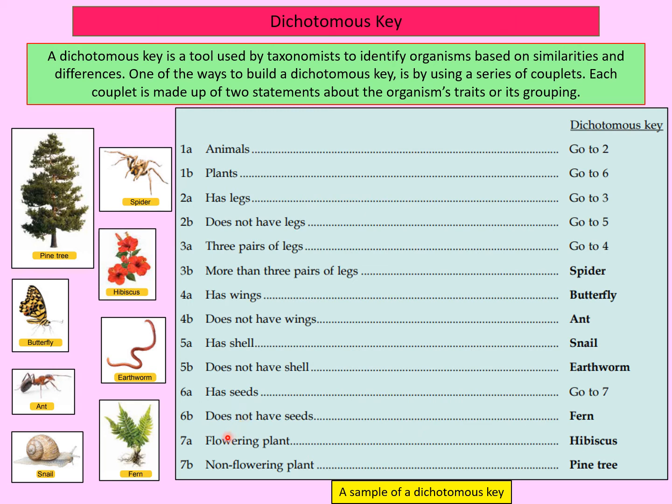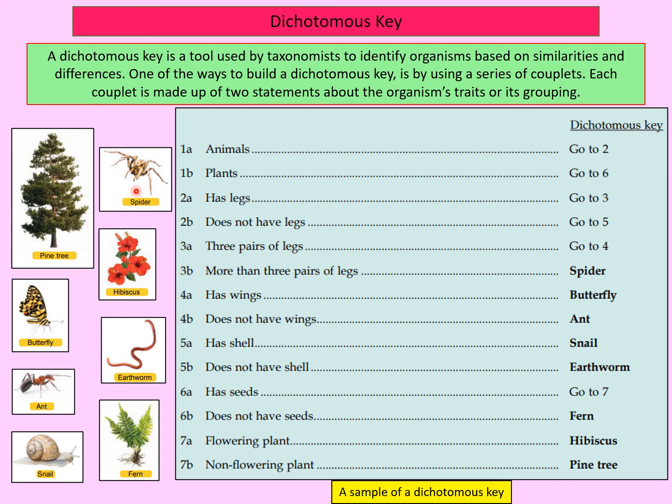Has seed, does not have seed. Pine tree has seeds, so go to 7. Here is 7, 7A or 7B: flowering plants, non-flowering plants. Pine tree is a non-flowering plant, so it stops here. Okay, pine tree.